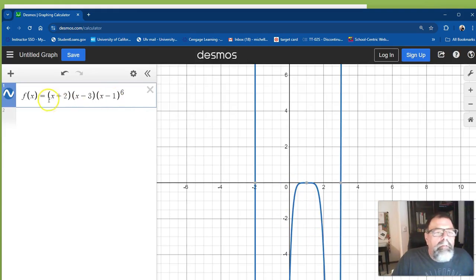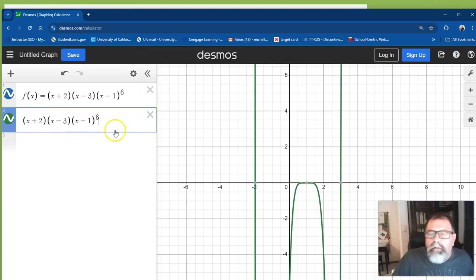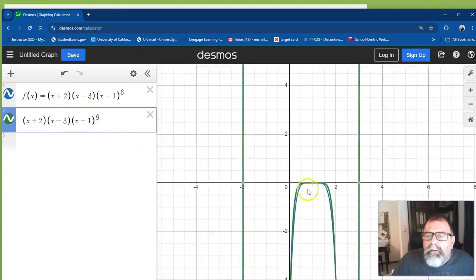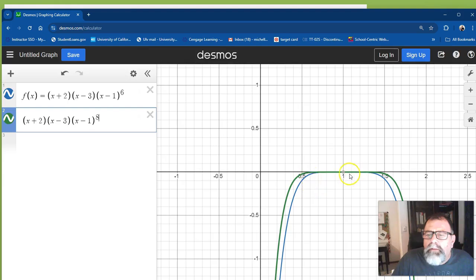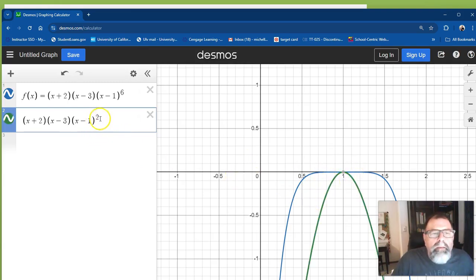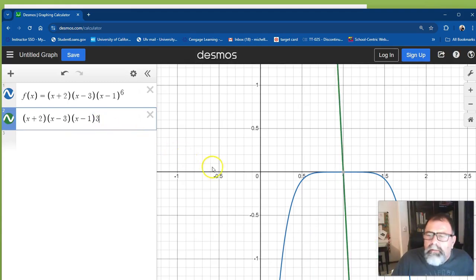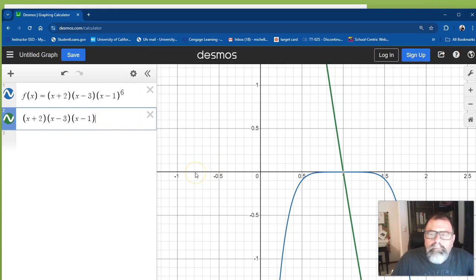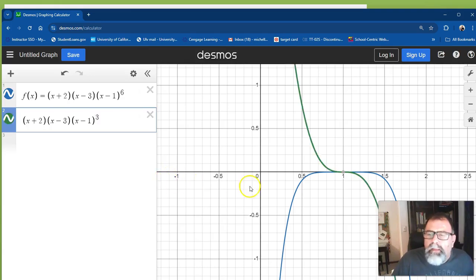So just to show you the difference, let me type this here and change just that 6 to an 8, and I don't know if you can see that. So the green one, do you see how it's flatter? If I go back and make that a 2, it's more like a parabola shape. Now if I change that to a 1, it's like a line. If I do a 3, it's like a cube shape, right? It has that kind of snake curve.